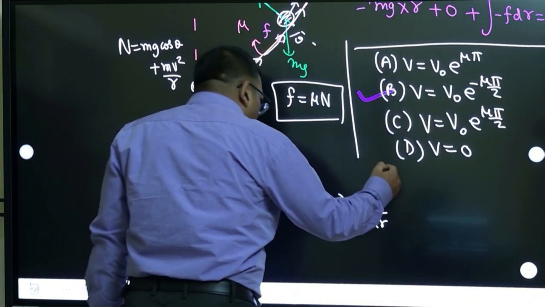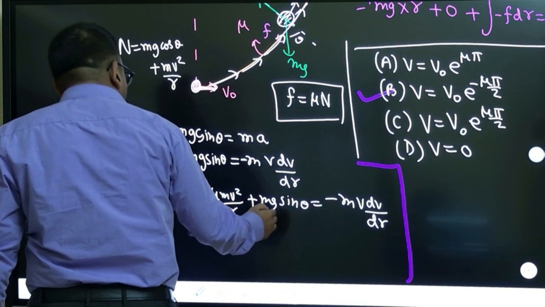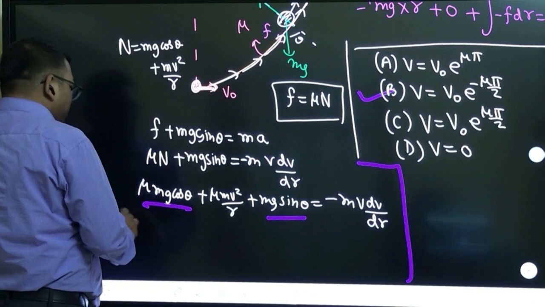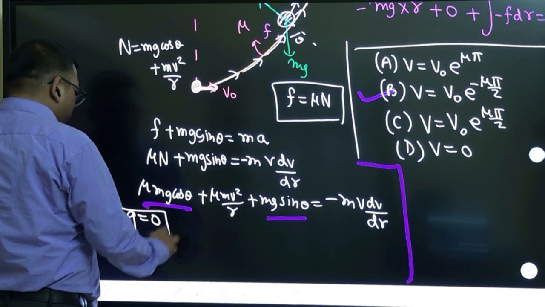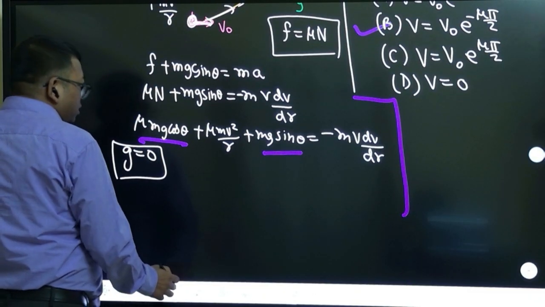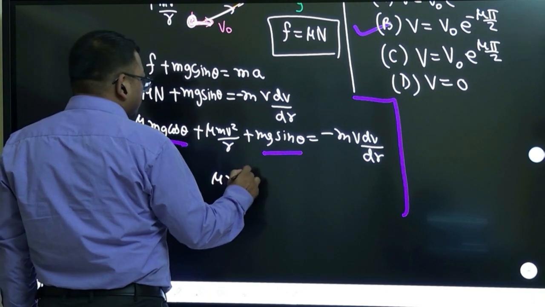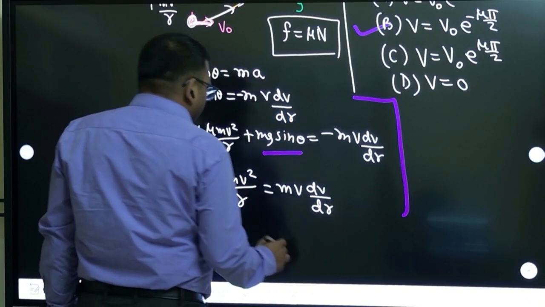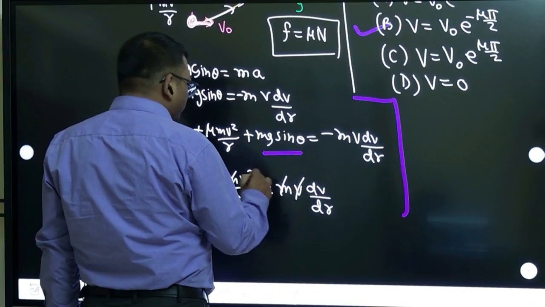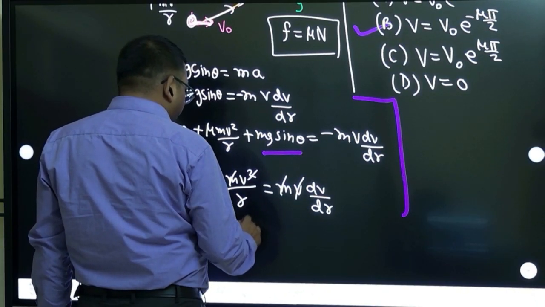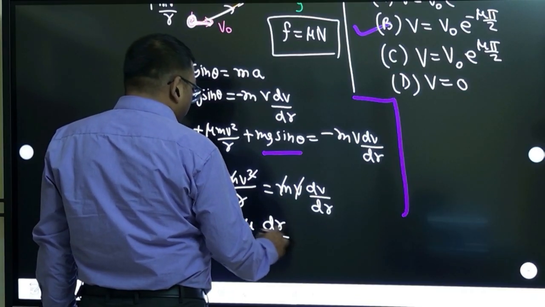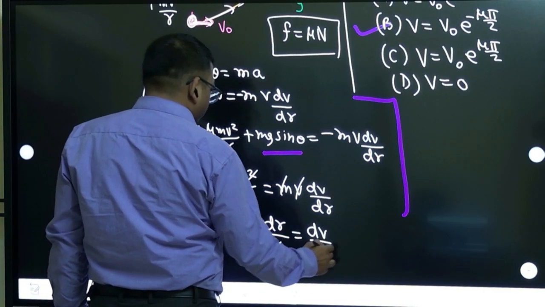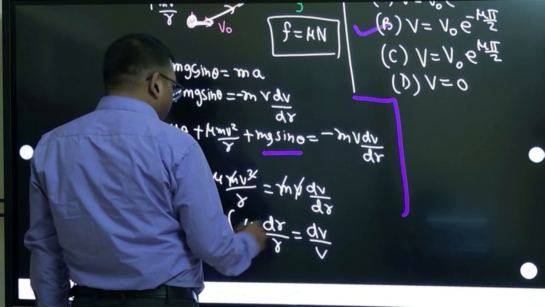But what I am concerned about is that they have not taken g here. They have taken g as 0, and by taking g as 0 they have solved this. Suppose they take g as 0, then you get mu m v square by r equal to m v dv by dr. So from here m gets cancelled, v gets cancelled, and here mu dr by r comes out, right? And here you get dv by v, correct? Then you try to integrate it.